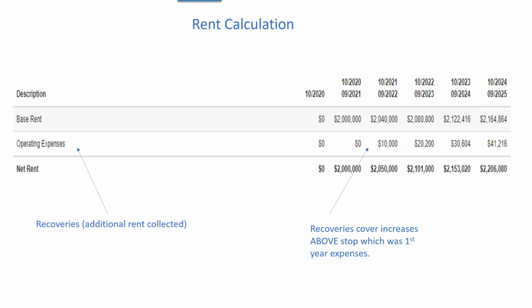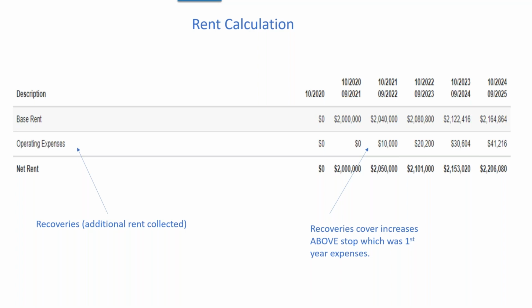So this shows the rent calculation. So base rent, operating expenses. But again, as I note there, this is not the operating expenses that you're paying. This is the recovery. This is the additional rent that you're collecting. So why is it zero? Well, first of all, in 10/2020, that's when you first signed the lease. There's nothing that we're going to see when we have TIs, or if we had some moving allowances or something like that, that would pop in there when you first signed the lease.